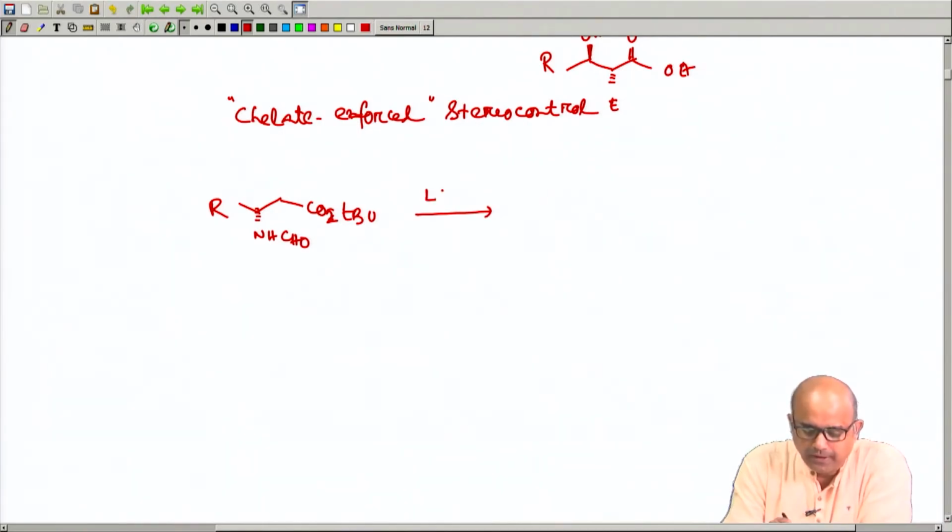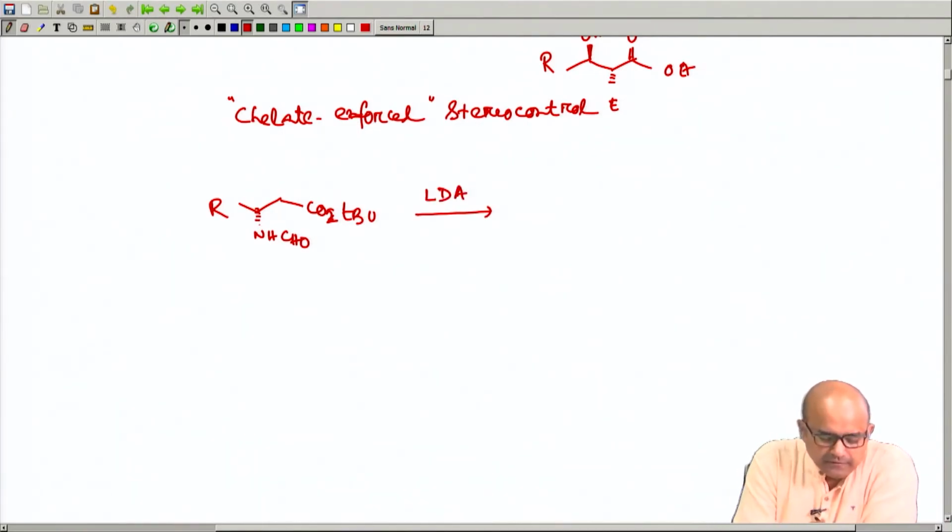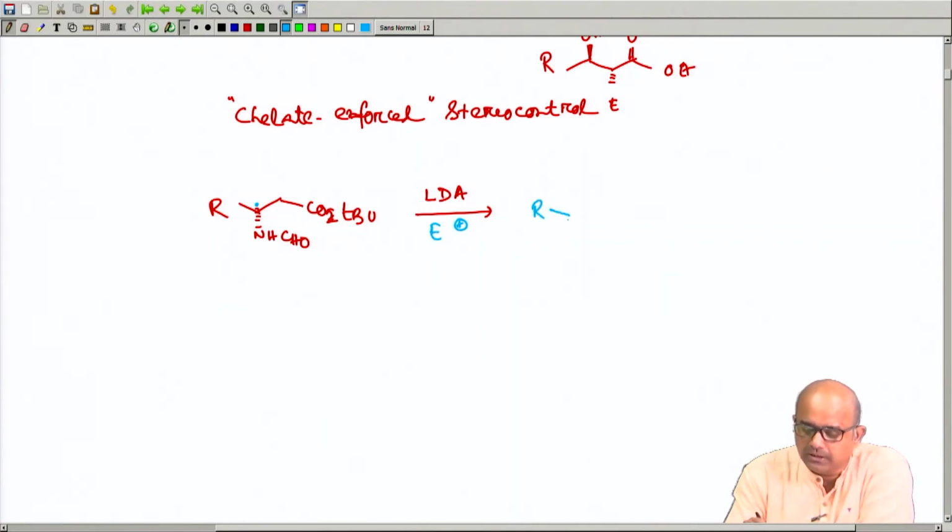You treat with a base, and as this will be blocking the alpha face, because of the stereocenter here where this nitrogen is pointing below the plane. Okay. So, then you add your electrophile, and you will find that the incoming electrophile will be approaching from the opposite face of this.